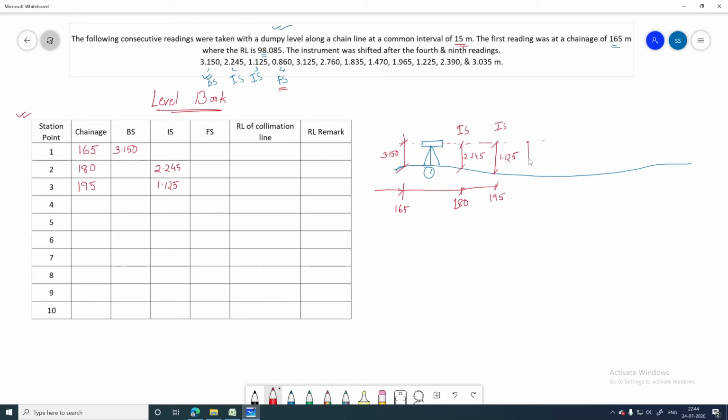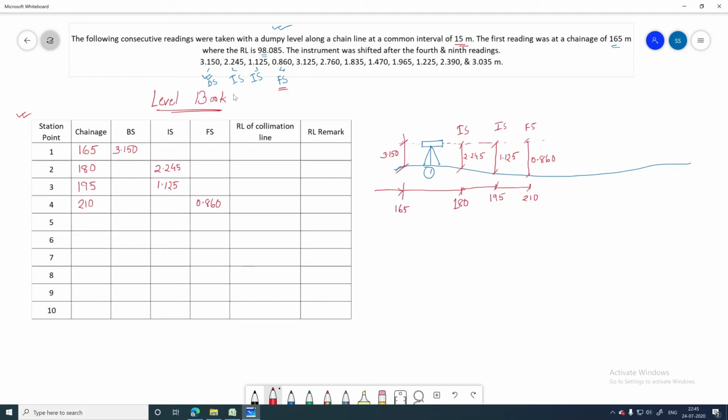Now you can see the last reading by instrument station 1, that is the FS. The FS value is the last reading over here, and the value is 0.860. This is the FS, and the chainage value over here is 195 plus 15, that is 210. So here we will put 210, and the FS value is 0.860.